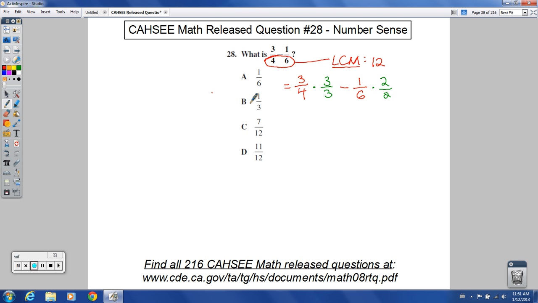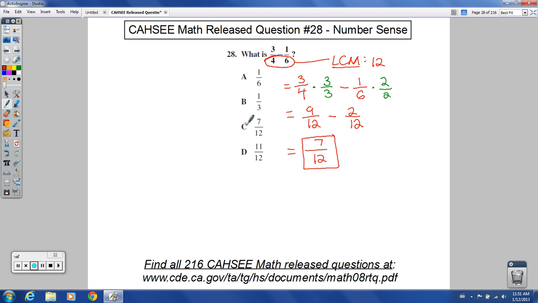Put this together, or simplify this. You've got 3 times 3 is 9, over 4 times 3 is 12, 1 times 2 is 2, 6 times 2 is 12. Now it's real easy once they're the same denominators. You can just rewrite that denominator on the bottom. 9 minus 2 is 7. That is your final answer right there.